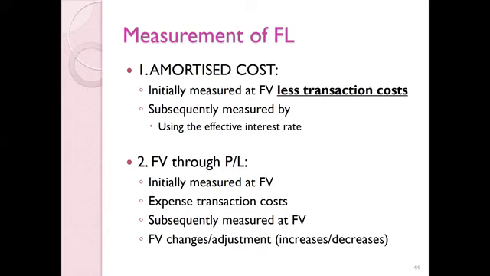Subsequently, it's measured using your effective interest rate, very similar to what we did with financial assets. The second measurement model is fair value through profit or loss. It is initially measured at fair value, so we're ignoring the transaction costs when recognizing the value of the financial liability. The transaction costs are expensed, the same as with the fair value through profit or loss measurement model for assets. It is subsequently measured at fair value, and these fair value changes and adjustments will be taken directly through profit or loss based on whether there's an increase or a decrease in the financial liability value.